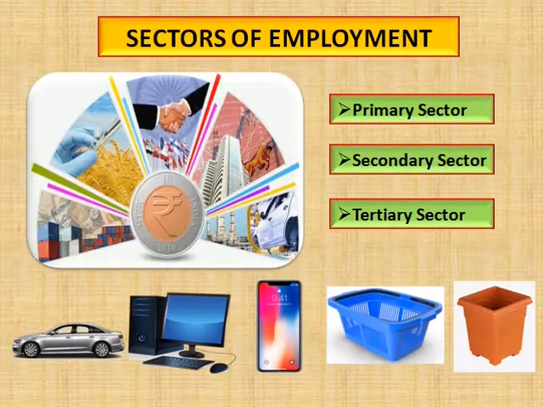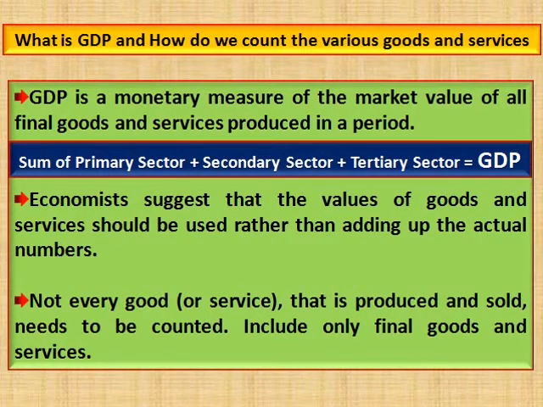With so many thousands of goods and services produced, you might think this is an impossible task. Not only would the task be enormous, you might also wonder how we can add up cars, computers, mobile phone services, baskets and pots. It won't make sense. What is GDP and how do we count the various goods and services?